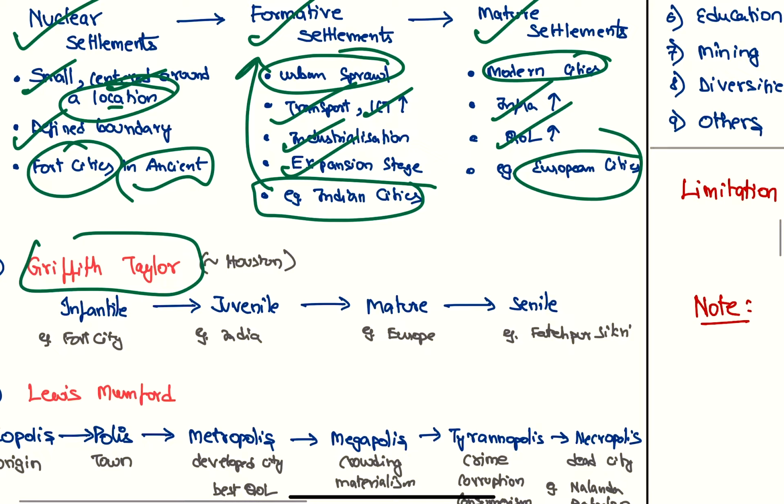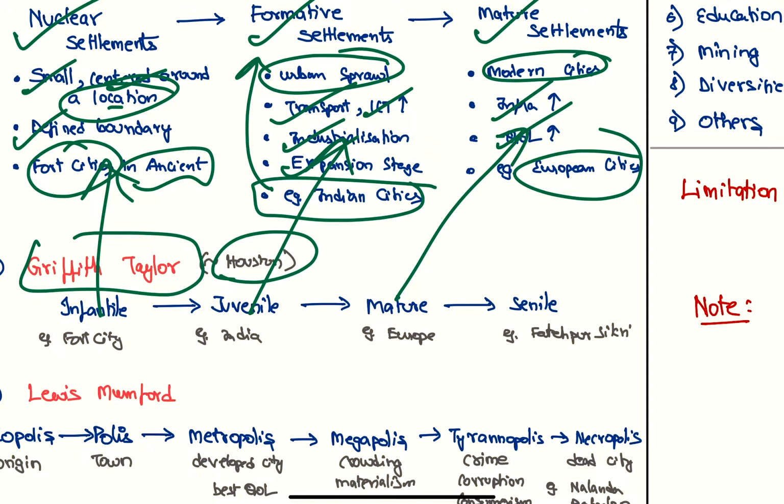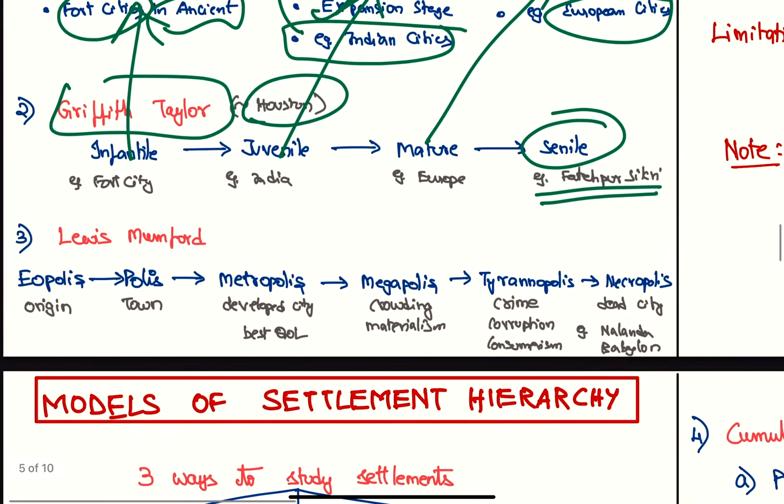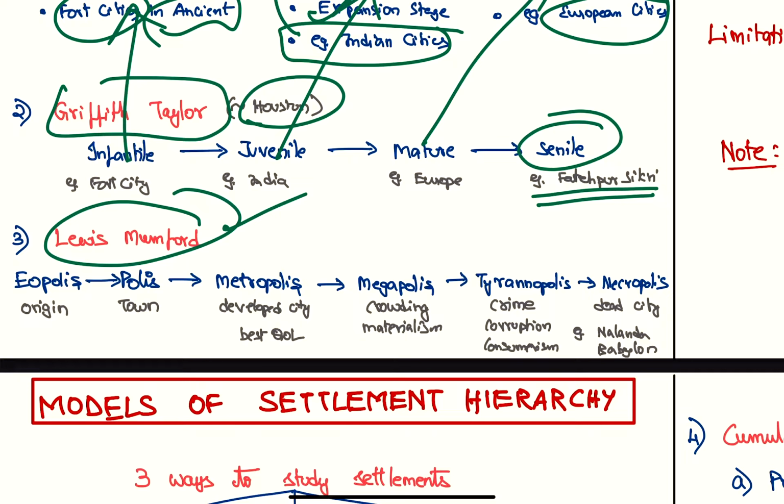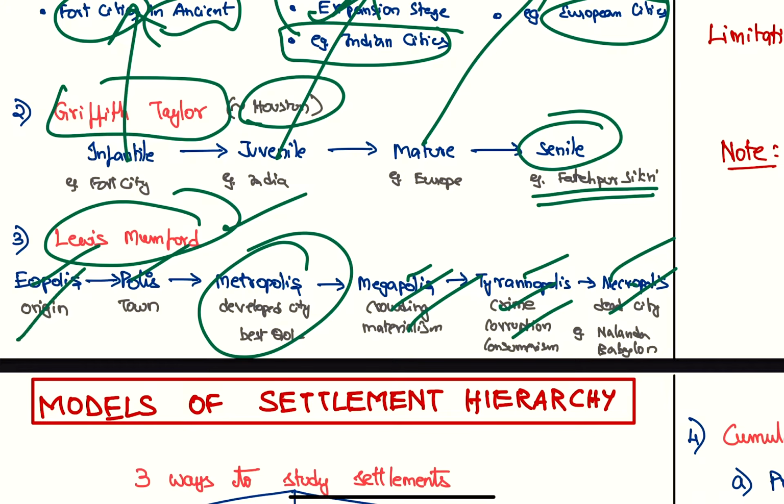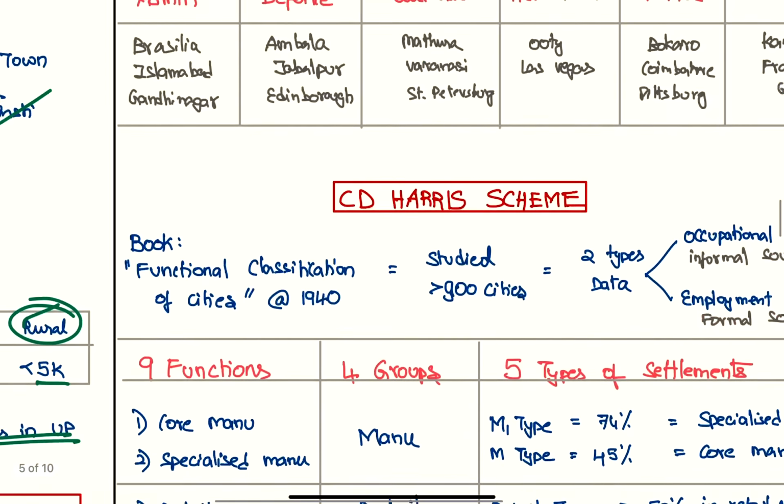Next, Griffith Taylor, he is very similar to Houston. Infantile is similar to nuclear, juvenile is similar to formative, and mature is similar to mature settlement. Extra, he gave senior settlement, for example, Fatehpur Sikri. Next, we have Lewis Mumford. We have already seen this. Eopolis, Polis, Metropolis, Megalopolis, Tyrannopolis, and Necropolis. This is a dead city. Here will be crime, corruption. Here will be crowding and materialism. This has the best quality of life. This is the original settlement. This is a small town.